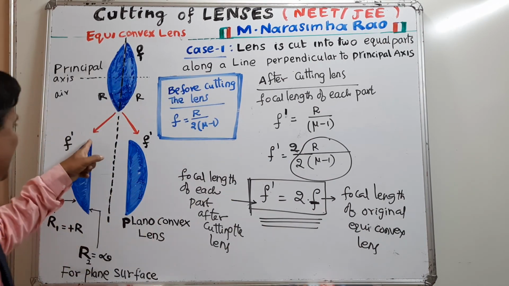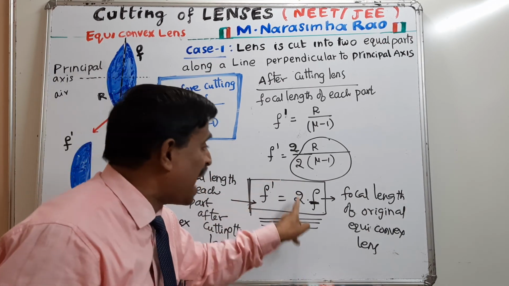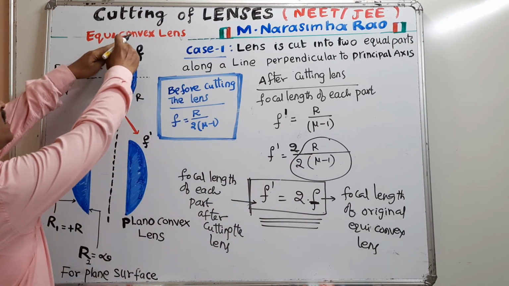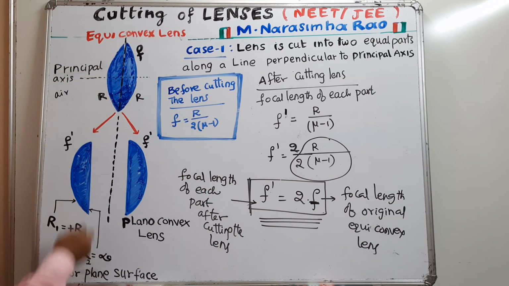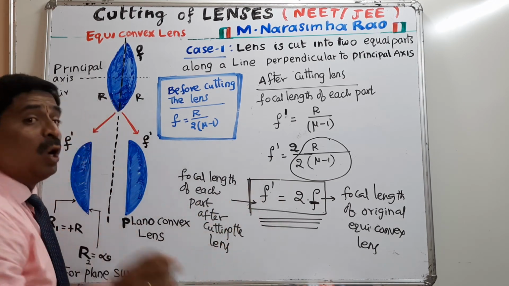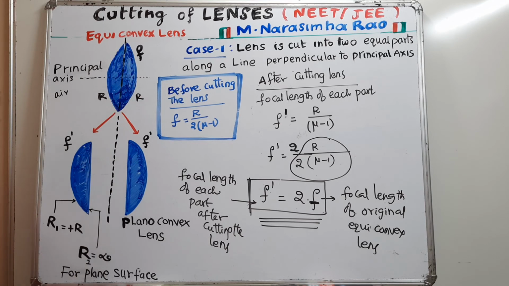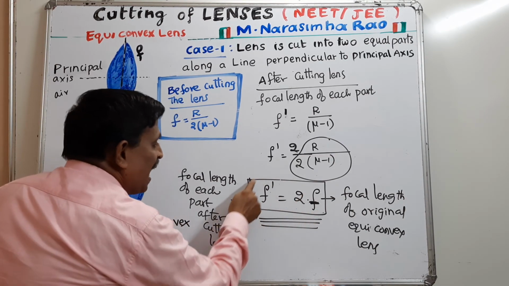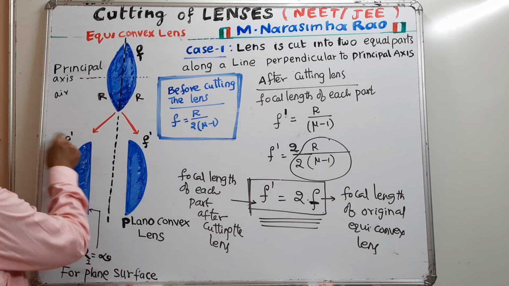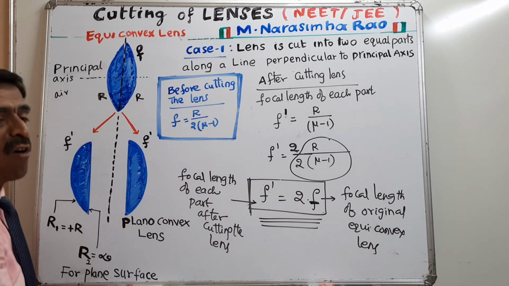Focal length of each part of the lens, f dash, is equal to 2 times the original focal length of the equiconvex lens. After cutting the lens, the focal length of each piece is doubled. Focal length of each piece, f dash, is equal to 2 times the original focal length of the equiconvex lens.